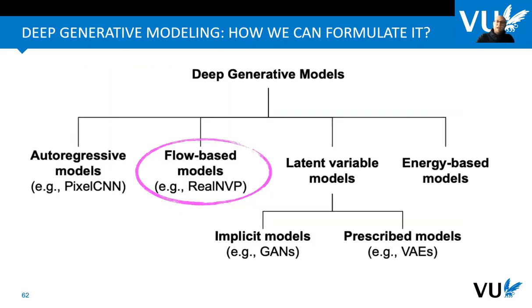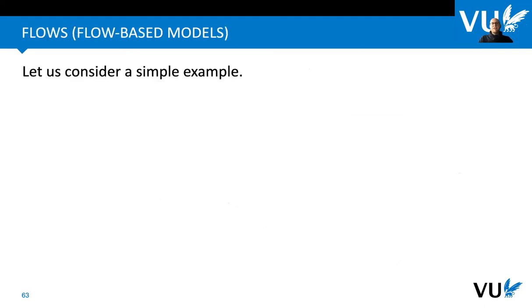Now I would like to look at flow-based models. Okay, what these models are. Right. And flow-based models take advantage of a completely different approach, right? They actually take advantage of something that is called the change of variables. And to understand that, we'll look at a very simple example.